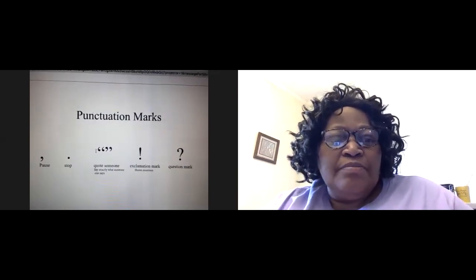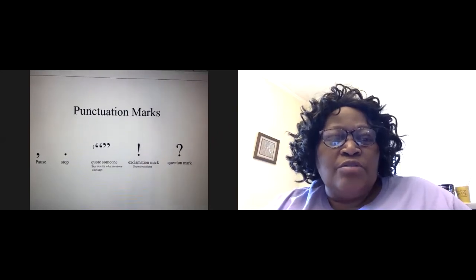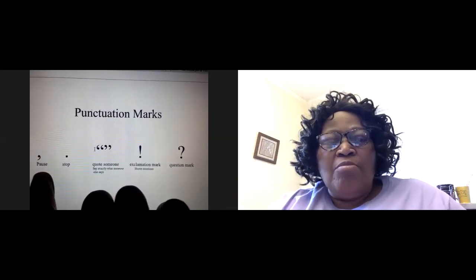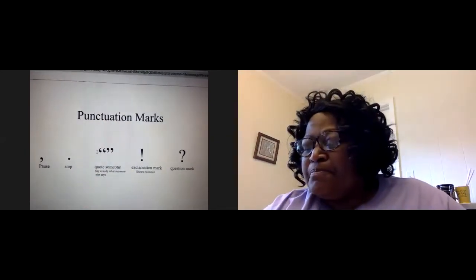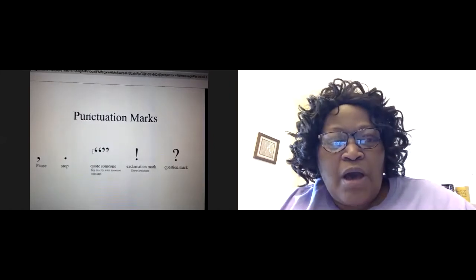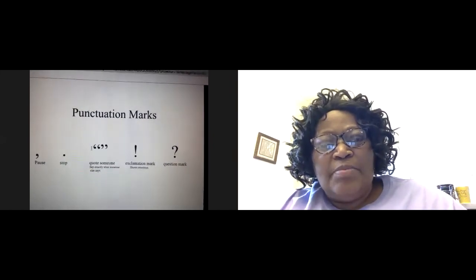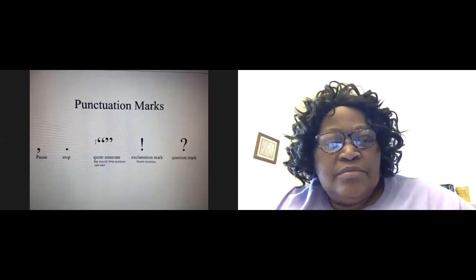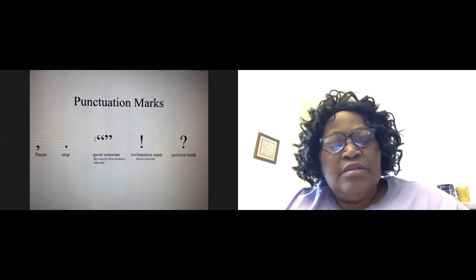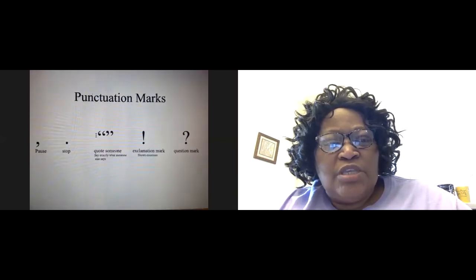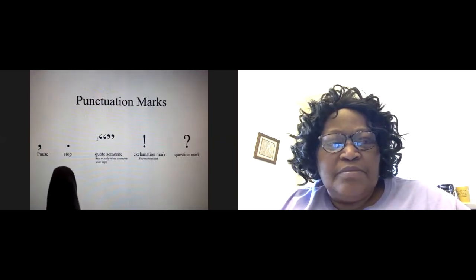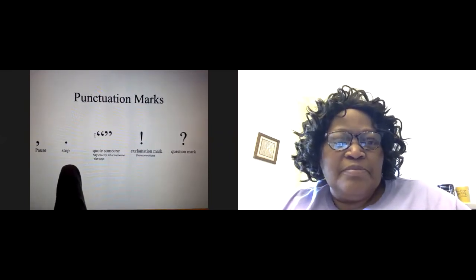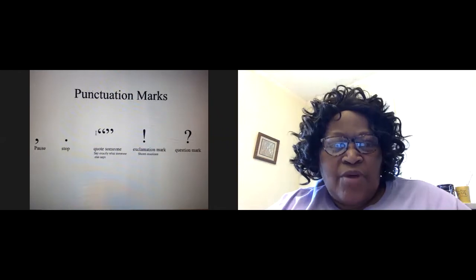Punctuation marks. The first punctuation mark that you see is a comma. A comma means to do what? Pause a little bit and stop reading. Okay, pause. The next punctuation mark you see is a period. A period means to stop. You stop reading. Stop right here.